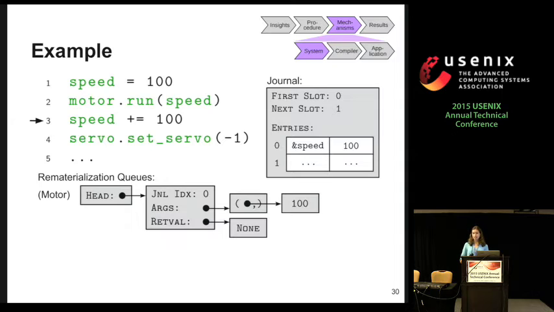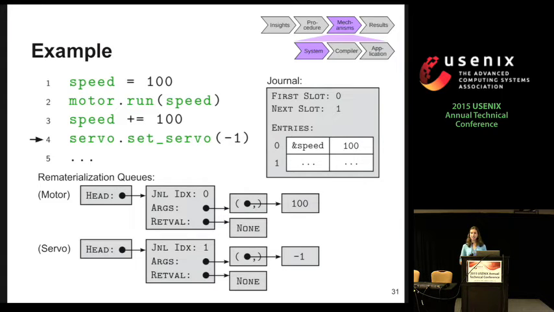Now, because checkpointing is enabled as a result of that peripheral access, the write to the Python heap in line 3 will cause an entry to be filled within the journal. And because the first slot was previously -1 to denote emptiness, the first slot will take the old value of next slot, and next slot will be incremented. In line 4, we get a different access to a different peripheral, which causes a new entry on a different rematerialization queue. And as you can see, its journal index is also set to be the current value of next slot, but now it's 1.